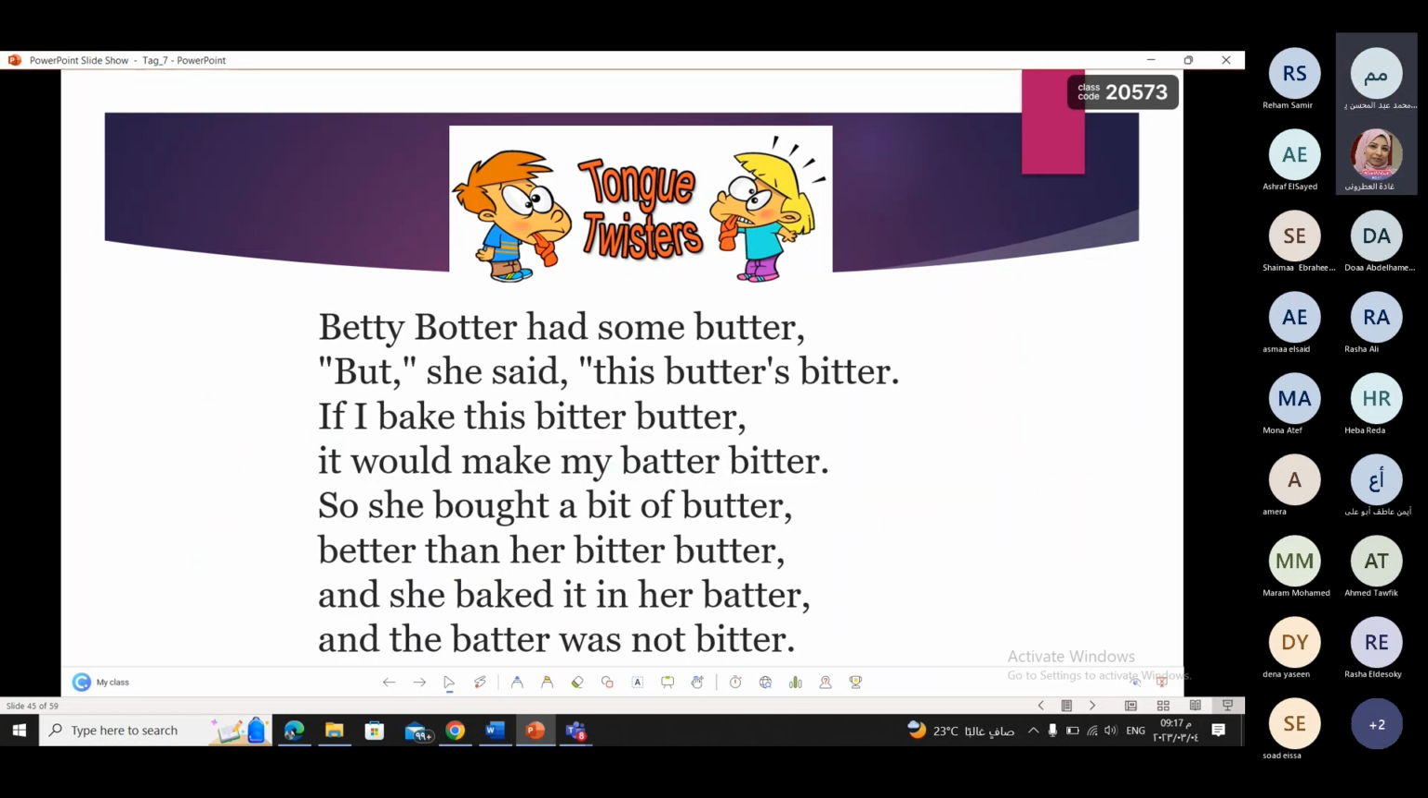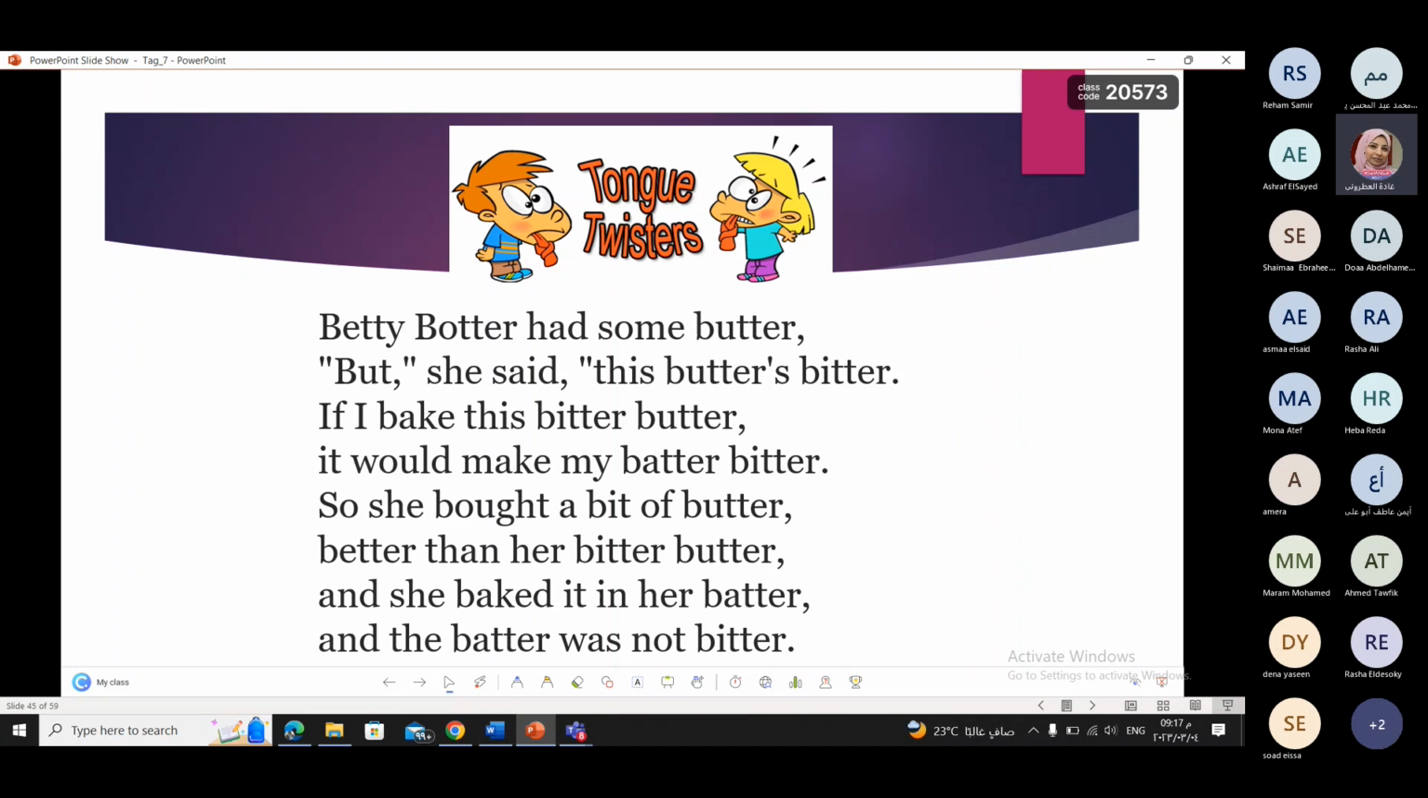Okay, the next one is a bit more difficult. Can you read this? Betty Butter had some butter, but she said this butter's bitter. If I bake this bitter butter, it would make my batter bitter. So she bought a bit of better butter, better than her bitter butter, and she baked it in her batter, and the batter was not bitter. Yes, excellent, very good, well done.